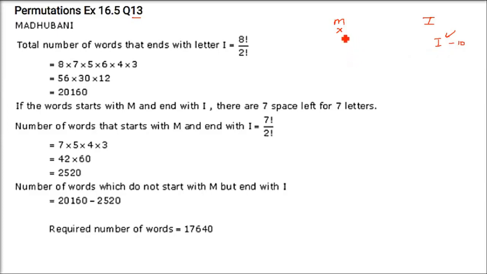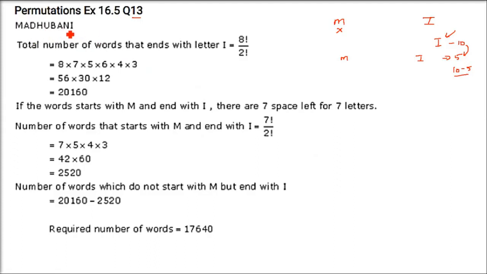Now we'll take those that start with M and end with I. Let it come to 5. So now we subtract: 10 minus 5, and this is going to be 5. So all the permutations where it will not start with M but end with I.